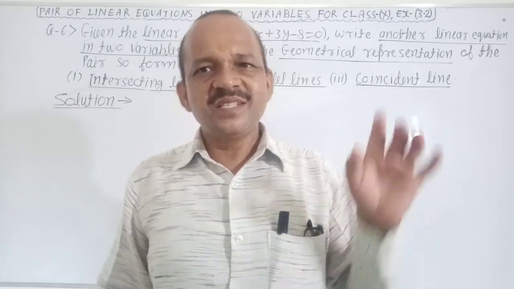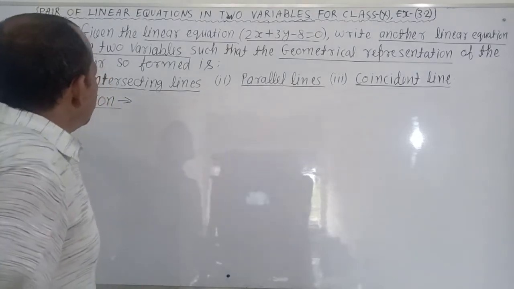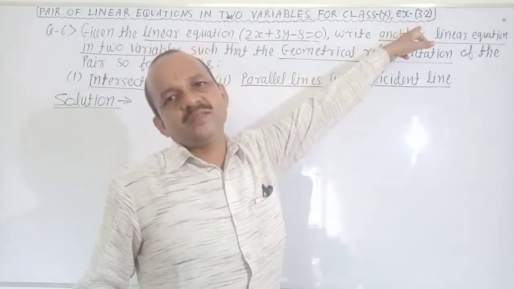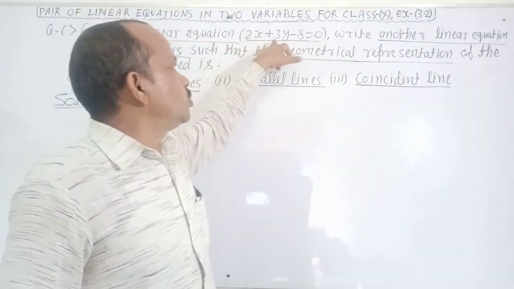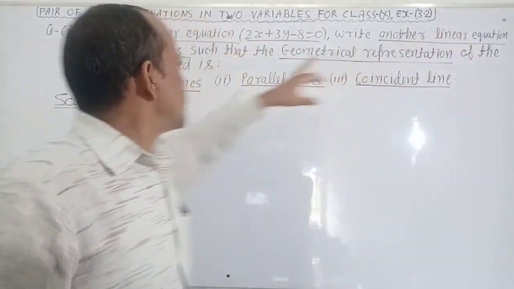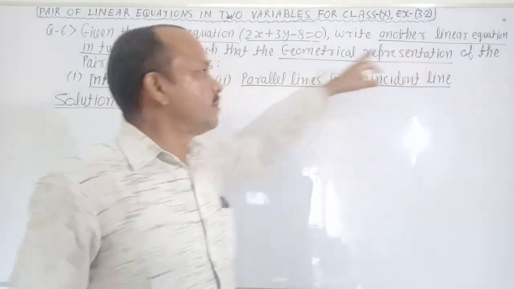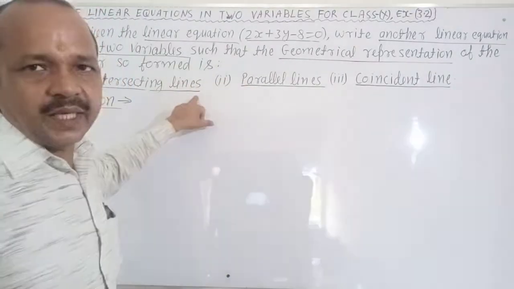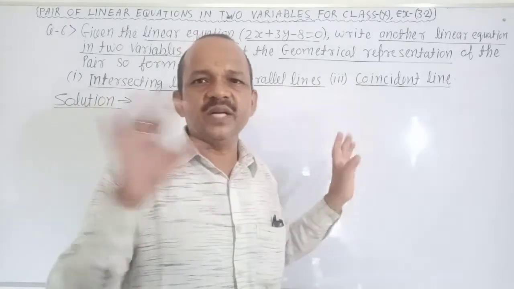Very good. See the pair of linear equations in two variables for class 10, exercise 3.2. Question number 6. Given the linear equation 2x plus 3y minus 8 equal to 0, write another linear equation in two variables such that the geometrical representation of the pair so formed is: first, intersecting lines; second, parallel lines; third, coincident lines. It is clear, no confusion about it.